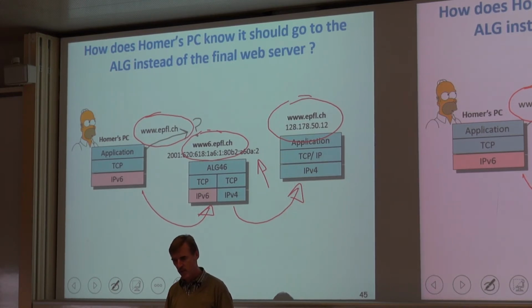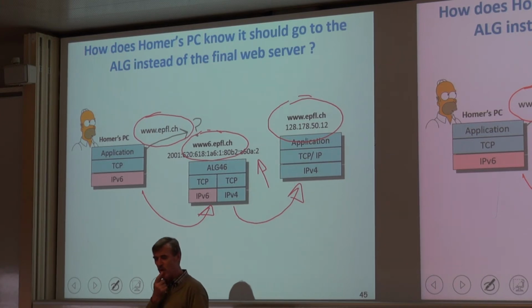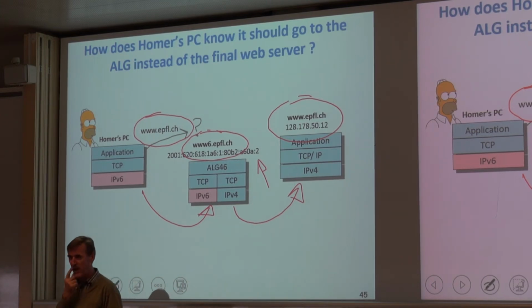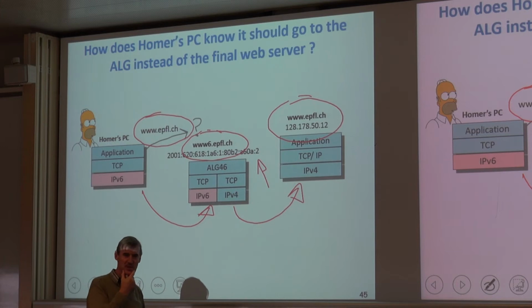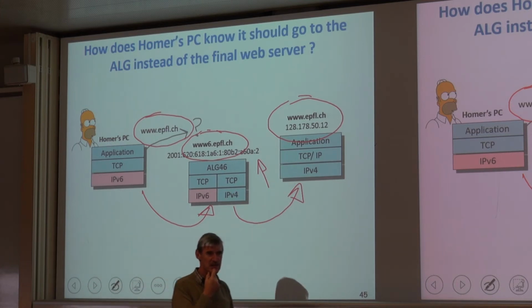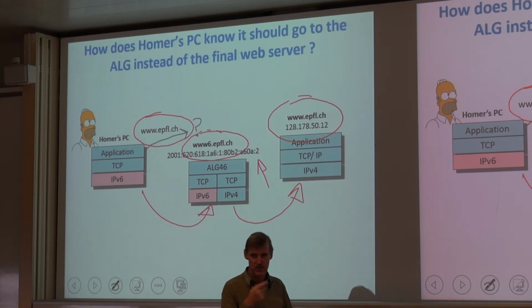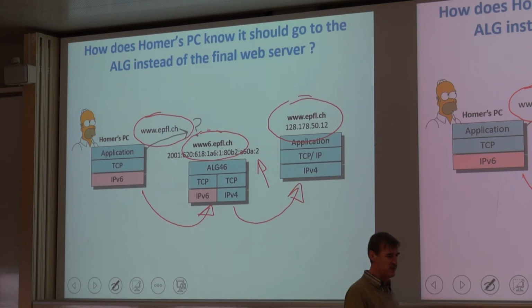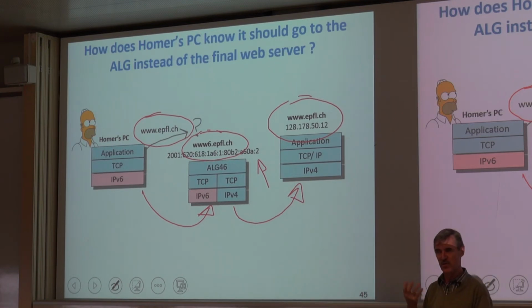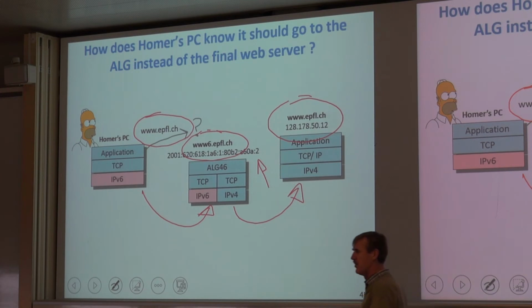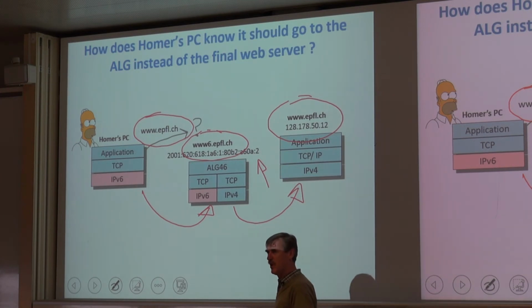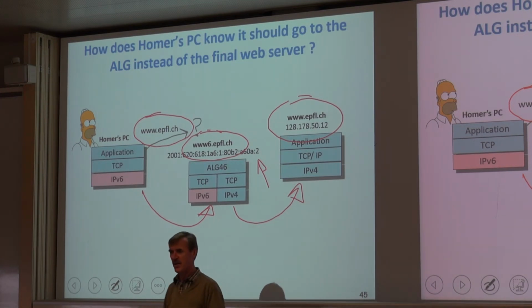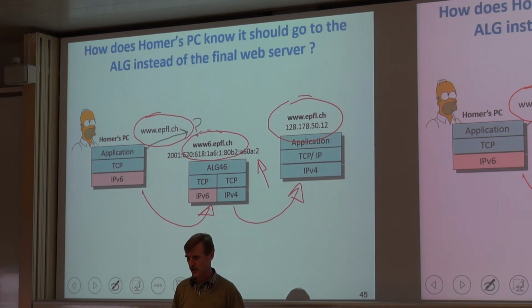The question is how will Homer know? How will the PC know that it has to go to this application layer gateway? You're somewhere at EPFL, you type www.epfl.ch, you can do that test. If you have IPv6 connectivity, you disable IPv4, it will work. But how does it know it has to go here rather than there?